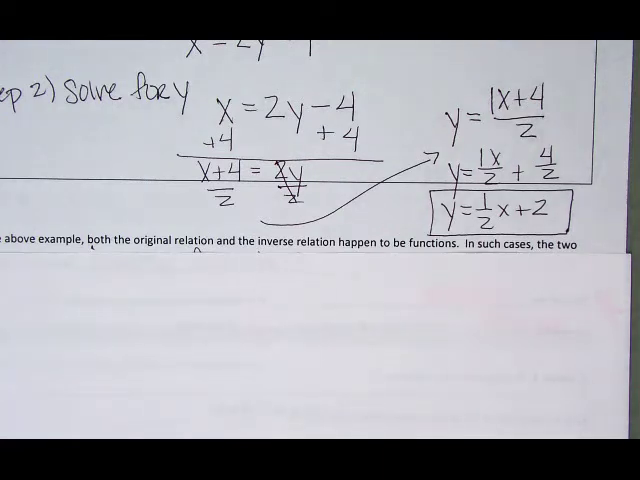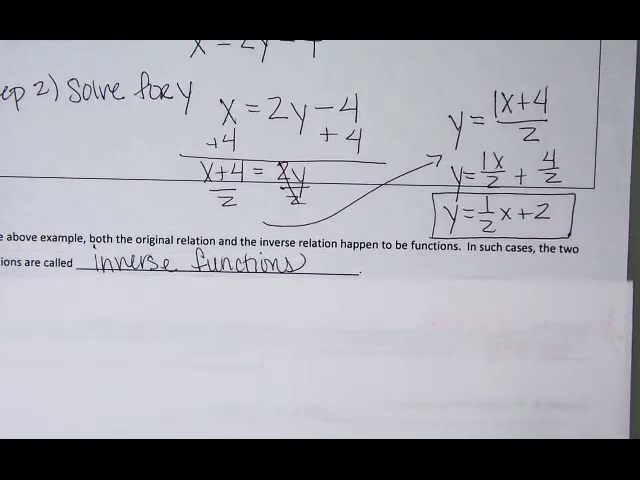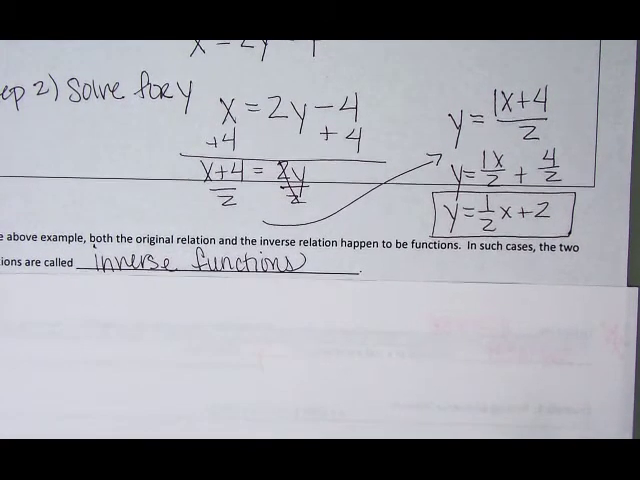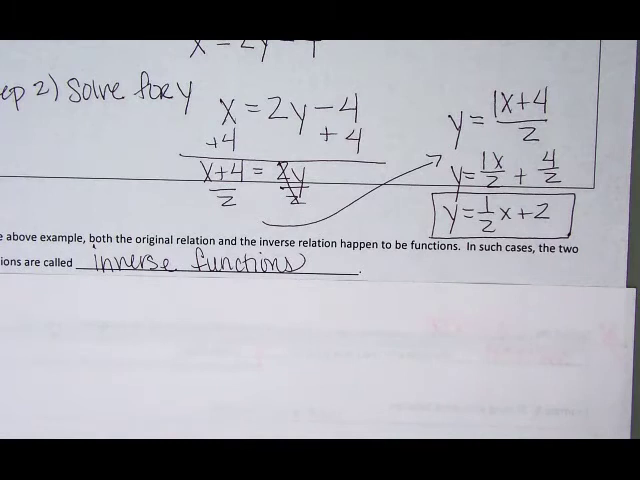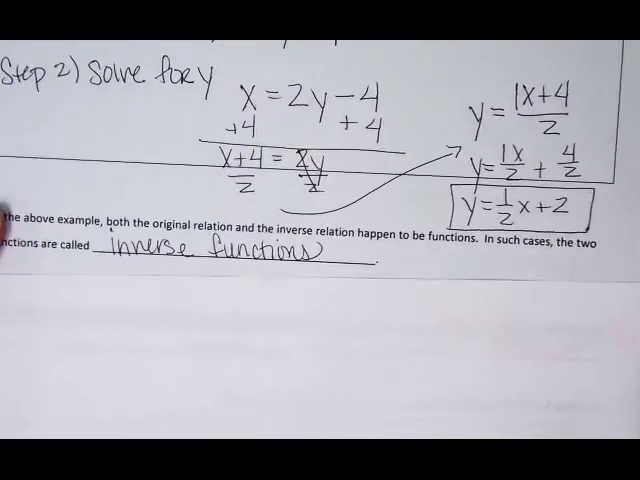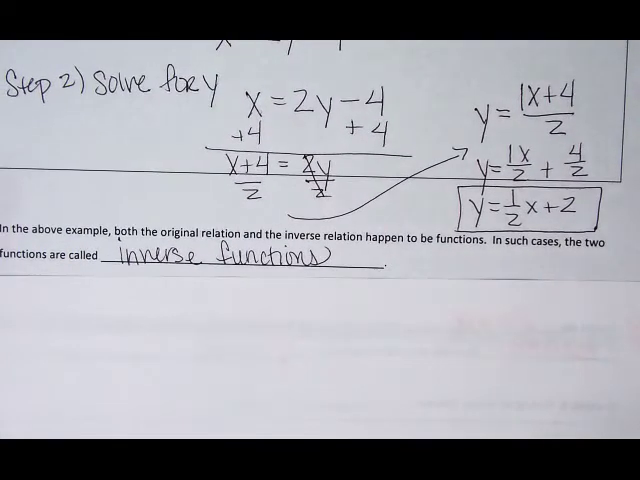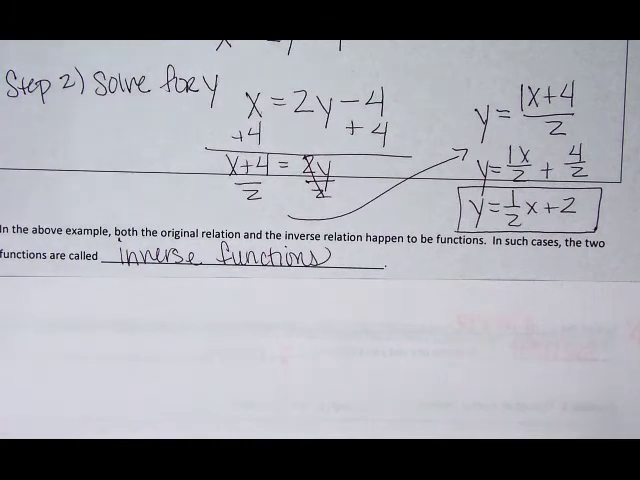Okay, so up to this point in the above example, which was example 1 we just completed, both relations and the inverse relation happen to be functions. In such cases, when you have the two relations that are functions, both functions can be called inverse functions. So you have an original function and your inverse function. A function is different than a relation in that functions have to pass the vertical line test. We can talk about that in just a little bit.